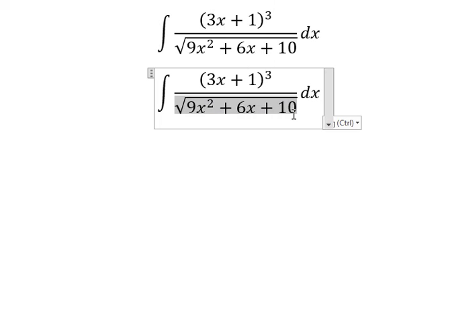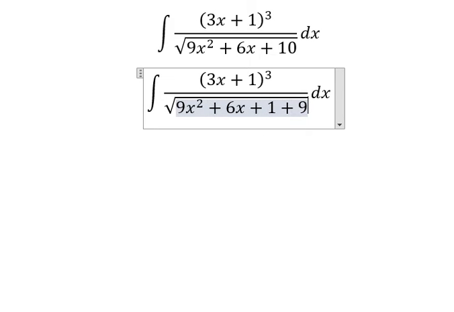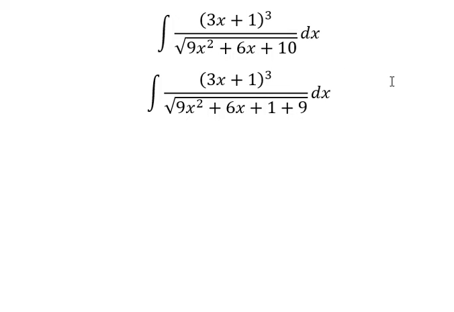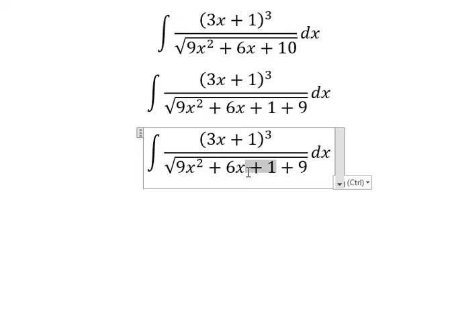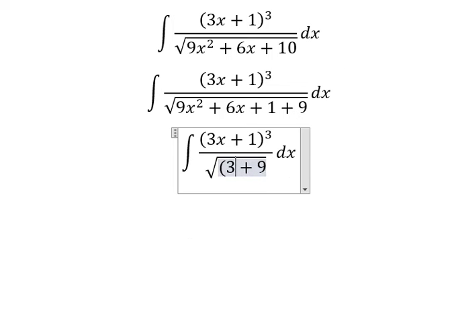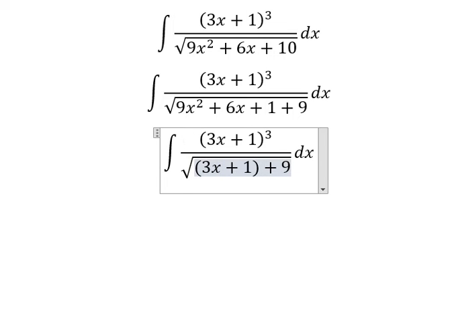Number 10 we change by 1 plus 9. This one is about identity. So we put 3x plus 1 to the power of 2.